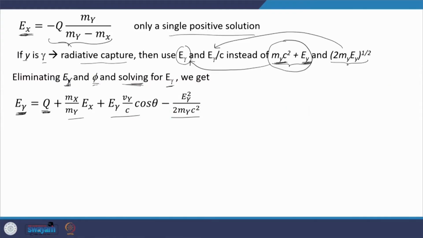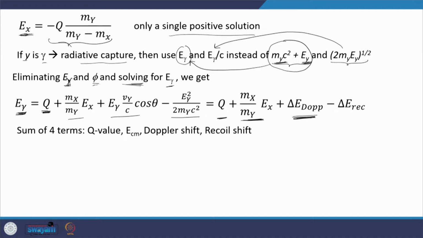So, this energy of the gamma mathematically is the sum of 4 terms. What are those 4 terms? Number 1, Q value of the nuclear reaction, all right. And then the energy of the projectile in center of mass system, and then Doppler effect, because the recoil nucleus is moving with some velocity. What is that velocity? I will write down.